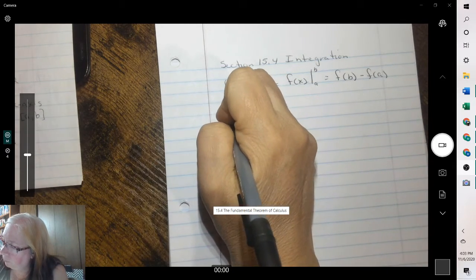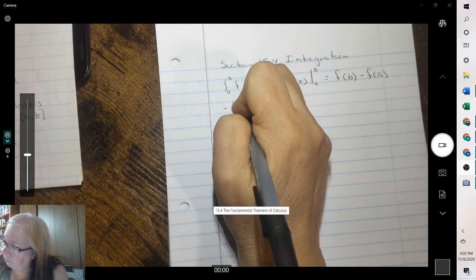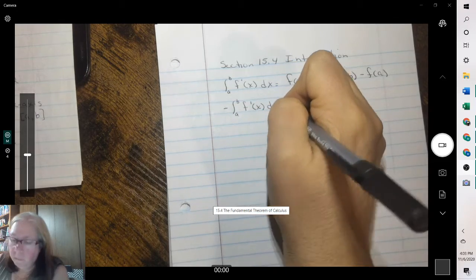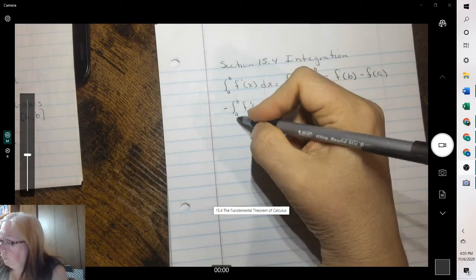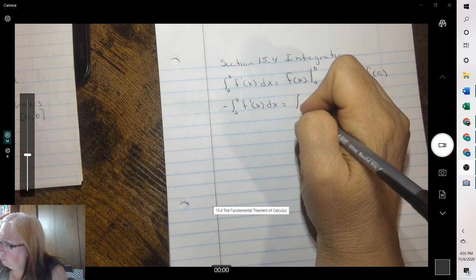Another little rule, if you're taking the negative of it, you can flip the order and just drop out the negative, use the positive.